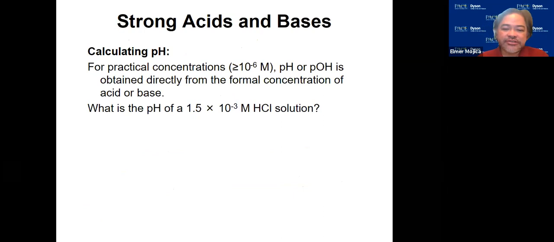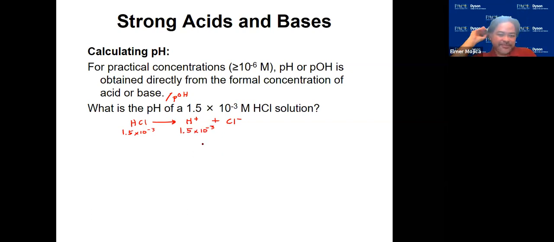How are we going to answer this question? What is the pH and maybe pOH of a 1.5 times 10 to the negative 3 HCl solution? Here it's quite easy. You have HCl, which will dissociate to give you H plus and Cl minus. So if you have 1.5 times 10 to the negative 3, it will give you 1.5 times 10 to the negative 3 of H plus, because this is a strong acid.